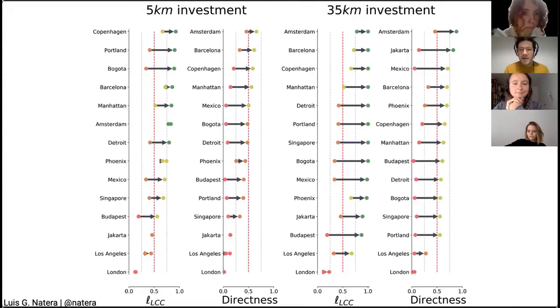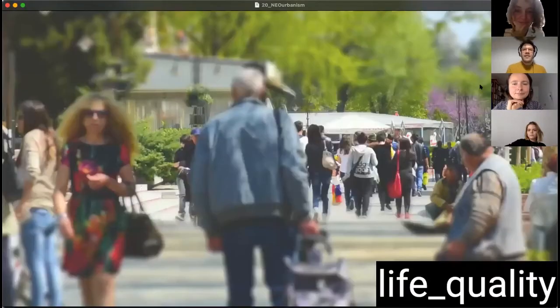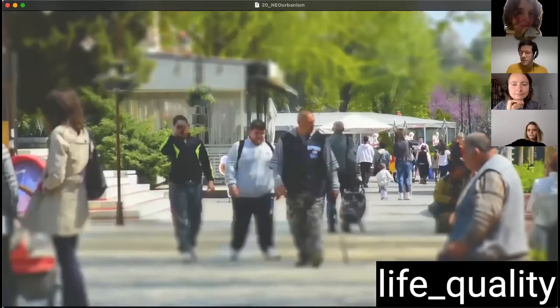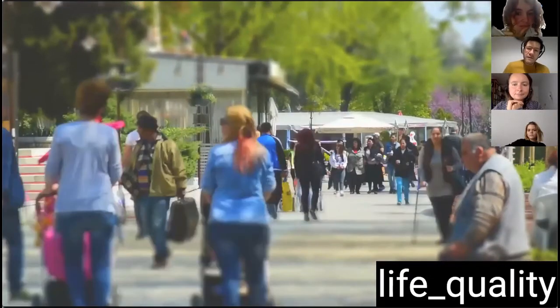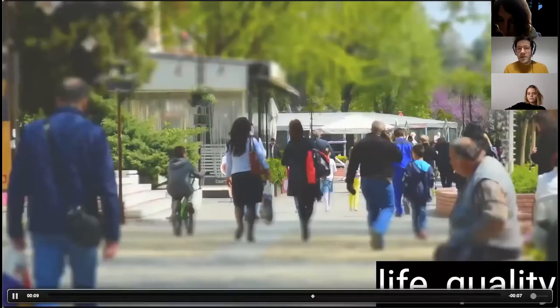I'm going to go fast on this one because I also have some other projects, and I'm running a little bit out of time. Anyway, the next project that I want to talk to you about is called Life Quality, and this was an approach made with the municipality of Budapest too.